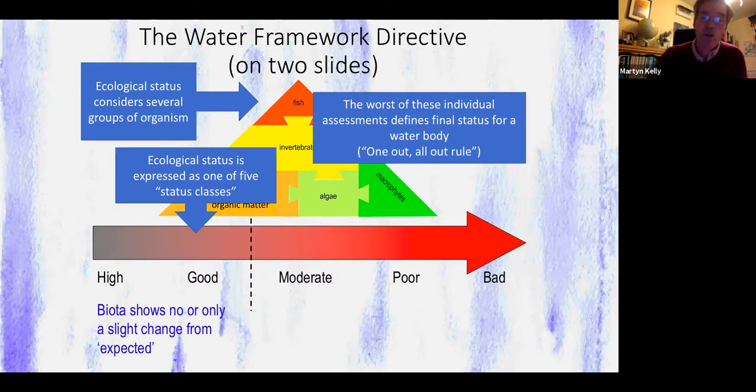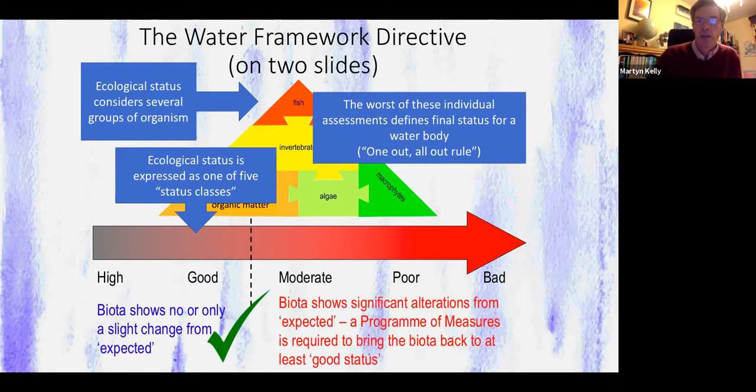And if the biota comes out as high or good status, which means no or only a slight change from what is expected, that's fine. The water body is deemed appropriate for long-term sustainable water resource use. And if it's less than good status, then the member state is expected to apply a program of measures to bring the biota back to good status.